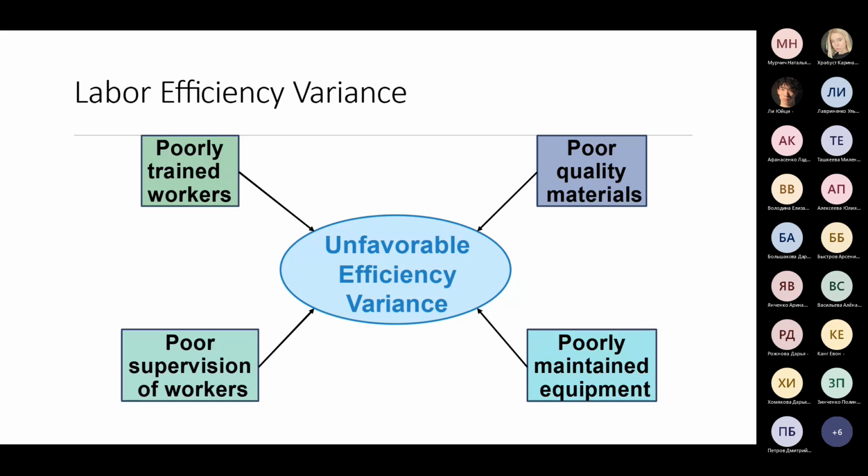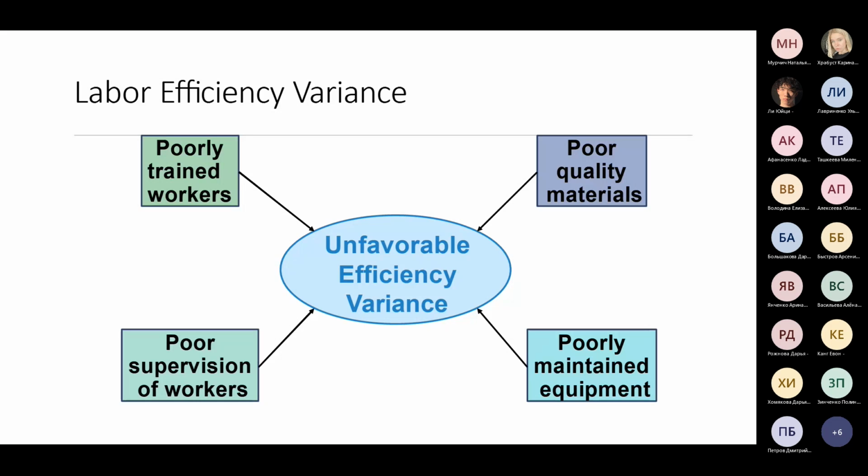Poor supervision of workers is also a reason for unfavorable efficiency variance. If our supervision is not good enough, our workers may not know where they are not correct, where to use specific materials, what mistakes they are making during the process, and many important things are not clear for workers if they are poorly supervised.